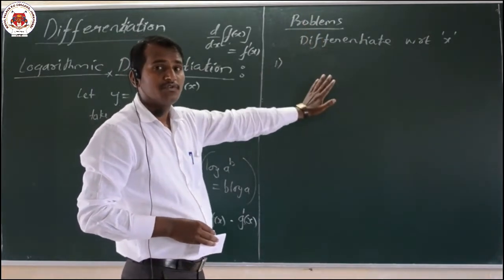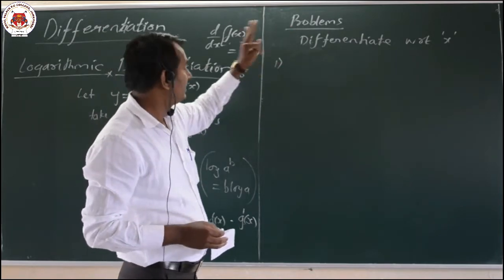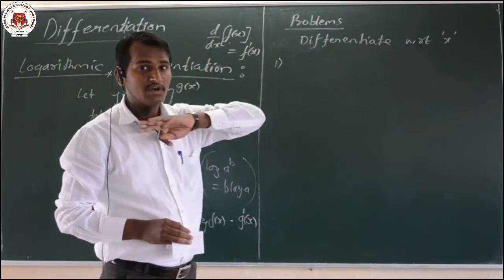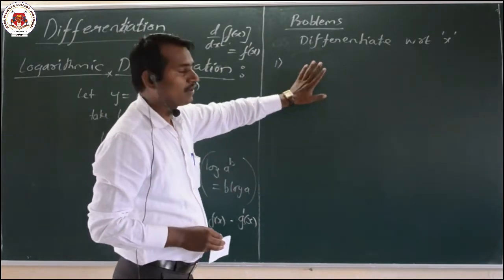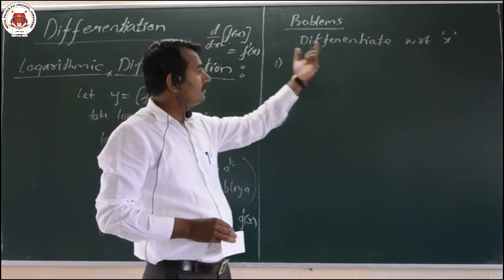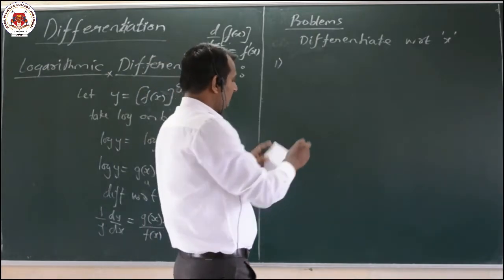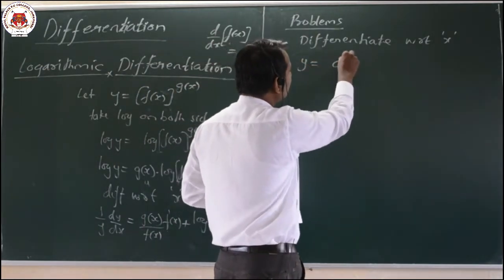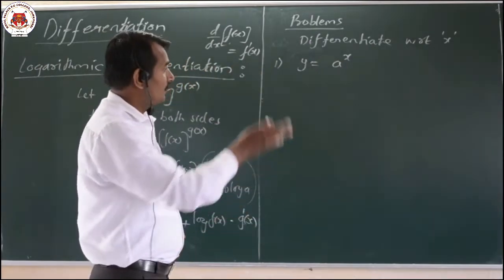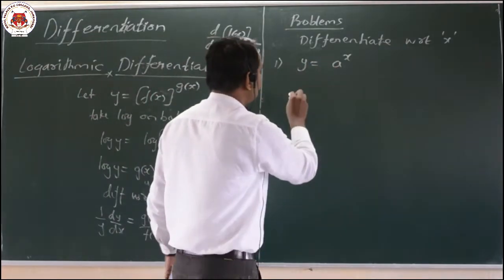He will not tell you whether it is an implicit function, or an inverse trigonometric function, or a logarithmic function. He will not specify whether it is a chain rule or anything. Depending on the problem, you have to determine the classification of the problem here. The first problem is y is equal to, very simple, a raised to x. You had learnt this in the first PUC. We will make use of logarithmic differentiation to solve it, where a is a constant here.